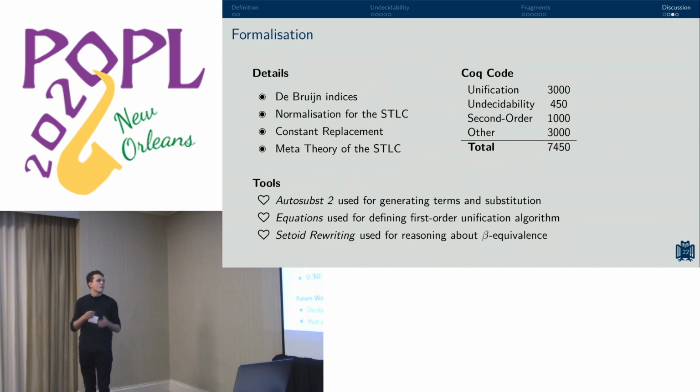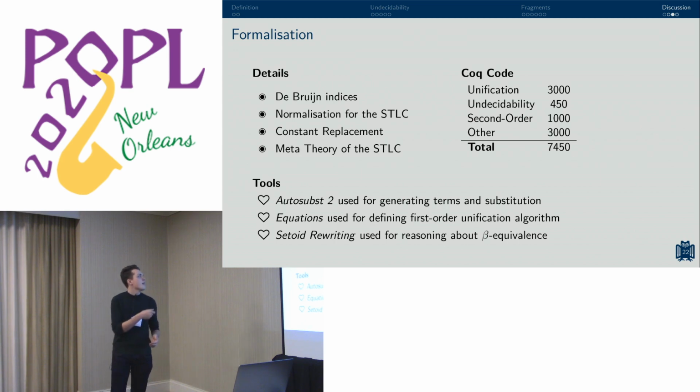Now, I want to finish this talk with a few remarks on the formalization. So, for example, we use de Bruijn indices in the formalization, but named syntax on paper to make our constructions easier to understand. Normalization shows up all over the place because we frequently do a normal form analysis for our proofs. And usually our terms are typed, so that's not a big deal. We need a constant replacement operation for the conservativity result and also the techniques on constants.